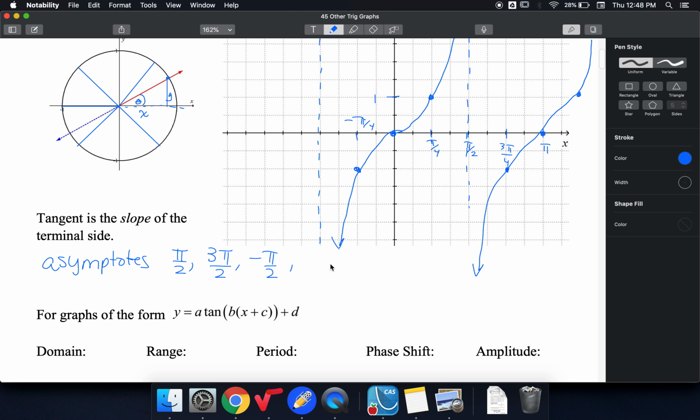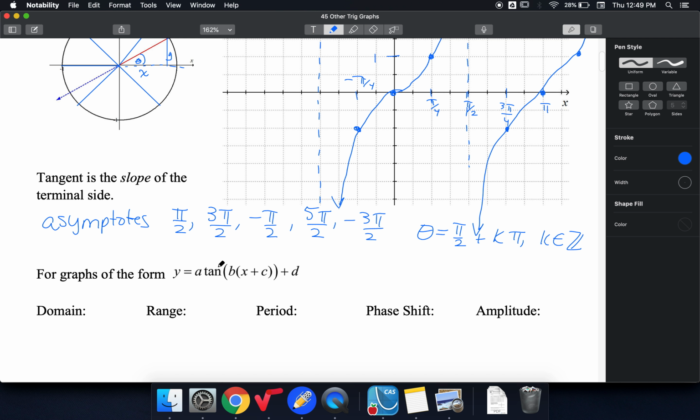If I continued around, I would hit 5 pi over 2 or negative 3 pi over 2. Well, notice these are all starting at pi over 2 and then adding multiples of pi. So I add pi or I subtract pi. So my asymptotes are going to be theta is pi over 2 plus multiples of pi, where k is an integer, and positive or negative because I'm going either direction.